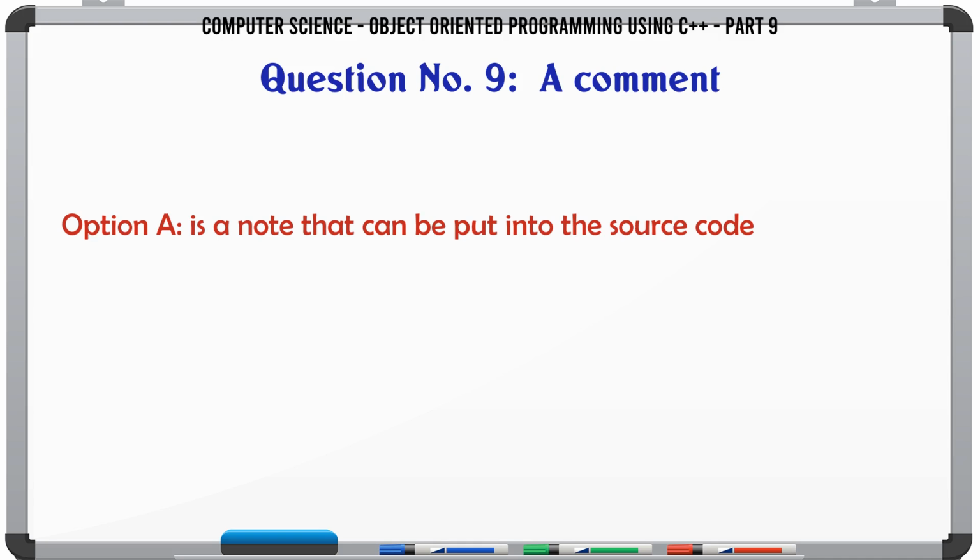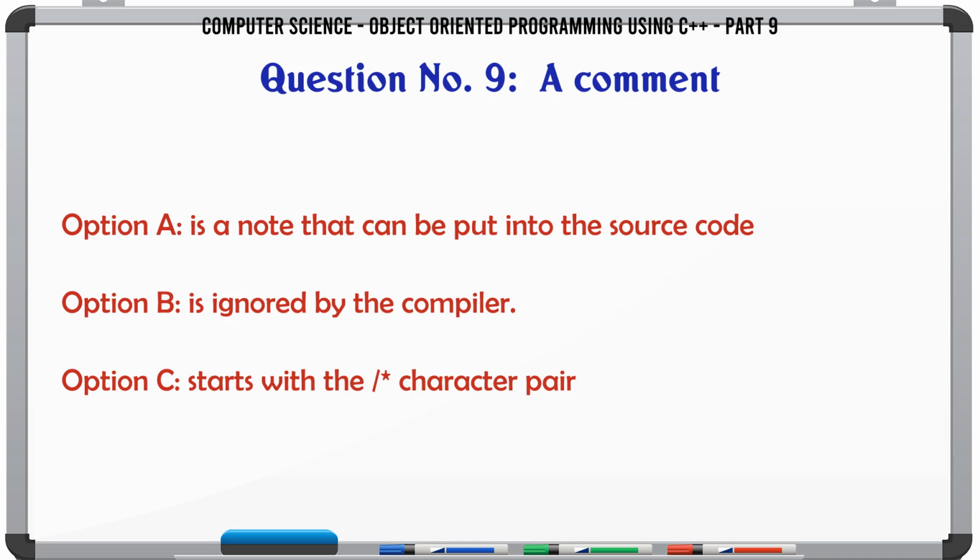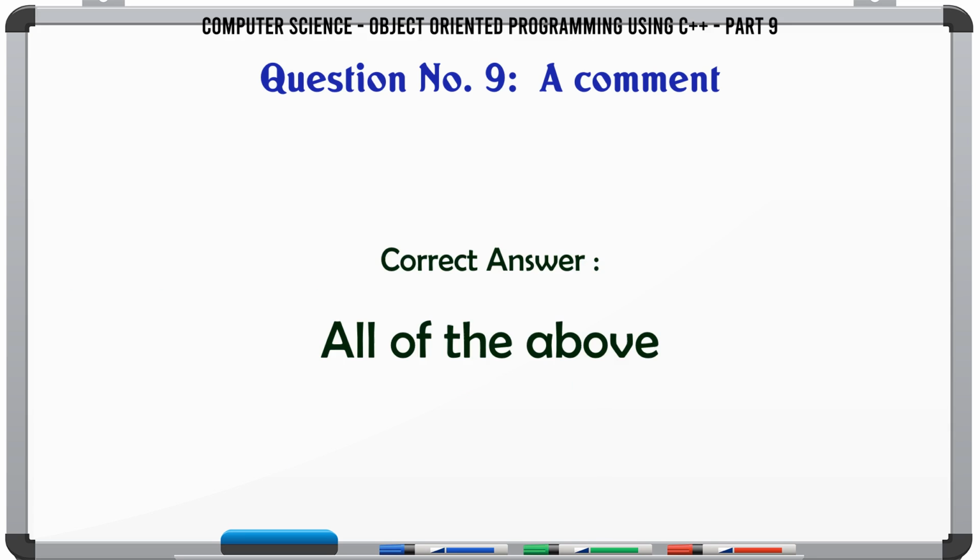A comment A. is a note that can be put into the source code. B. is ignored by the compiler. C. starts with the character pair. D. all of the above. The correct answer is all of the above.